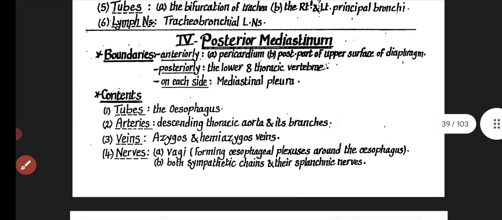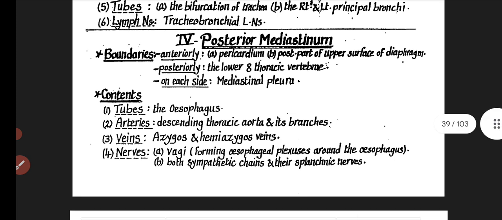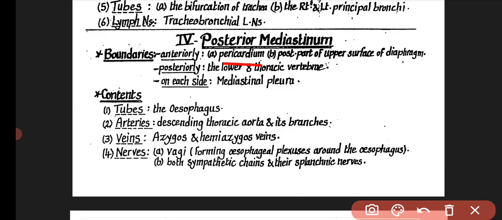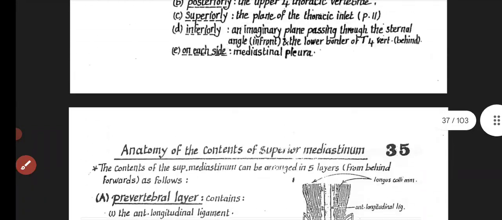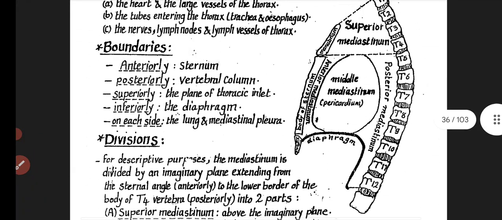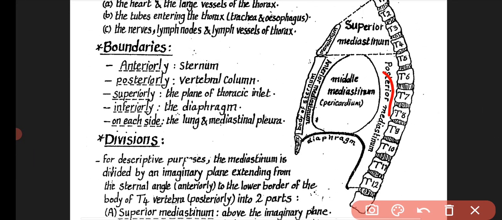The last one is the posterior mediastinum. The boundary anteriorly is the pericardium. Obviously, you can see this is the posterior mediastinum. It is the pericardium anteriorly, and posteriorly will be the vertebrae.